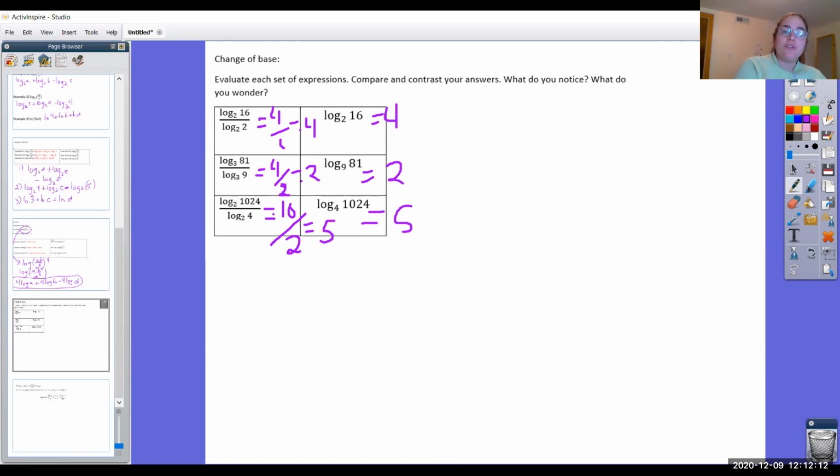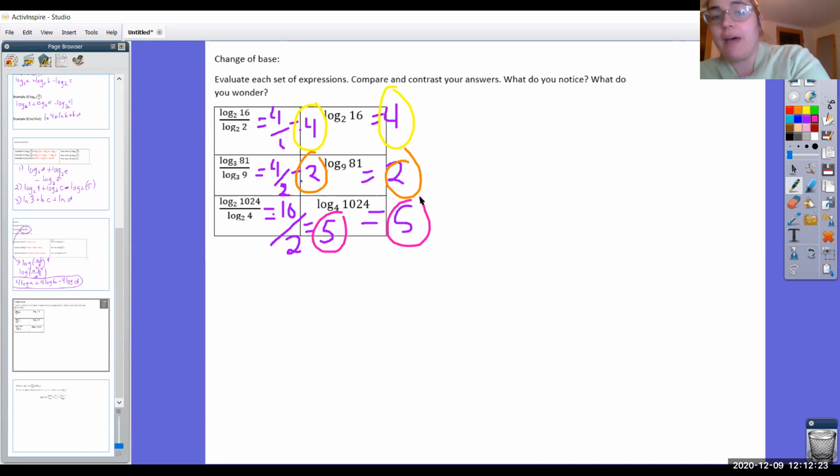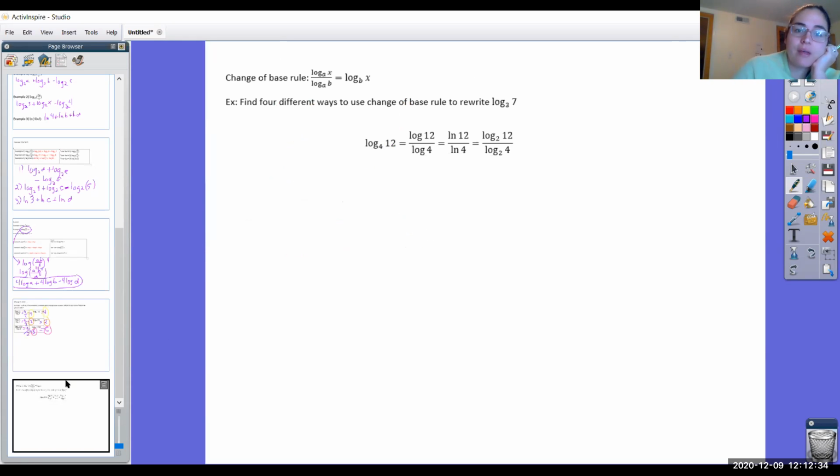Okay, so hopefully you noticed that the rows had the same answer. So this was 4 and 4, this was 2 and 2, this was 5 and 5. And this is kind of discovering a rule that is the case for any positive base, positive argument, which is that when you have log base anything of something else, you can rewrite it as a quotient with the argument in the numerator and the base in the denominator, as long as the new base you pick is positive.